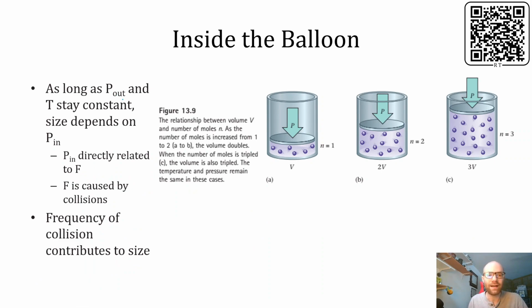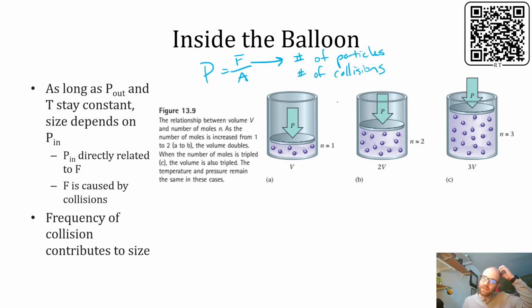So as long as the pressure outside and the temperature stay constant, the size of your balloon really depends on the internal pressure. And don't forget, pressure is force over area, and force comes from number of particles and number of collisions. If the pressure outside stays the same and the pressure inside goes up, the balloon will expand. The area will increase at the surface until the pressure outside and the pressure inside are equal. In other words, the more particles you have in your balloon, the bigger it is, provided the temperature and the pressure don't change. And that's that.